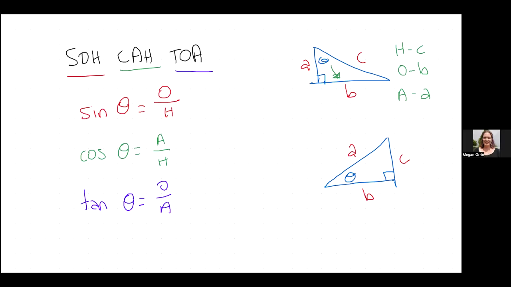Let's do it over here. Which side is the hypotenuse? A. Which side is the opposite? C. What's B? Adjacent. All right, so we know how to label a triangle. So remember, the important part of this is choosing the correct ratio. Are we picking sine, cos, or tan? So let's have a go at doing a couple of versions of that.